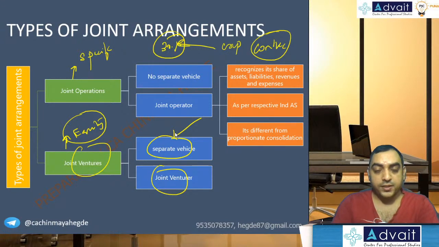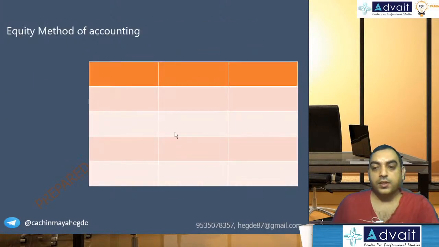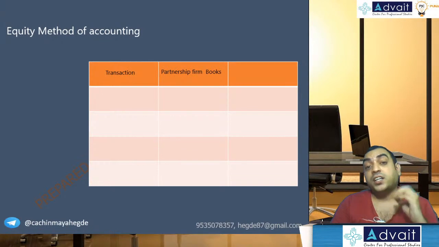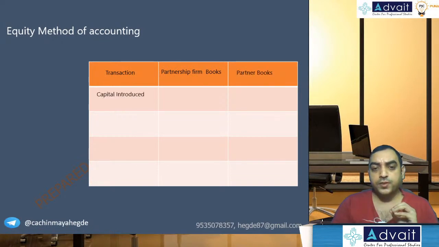Okay, let's go further. Let's go for the equity method of accounting. How does it work? It is applicable for joint ventures that are a separate entity, as well as for investment in associates. For the equity method of accounting, you need some basics of how you would have done it in partnership form, a little bit of IPCs and partner books.